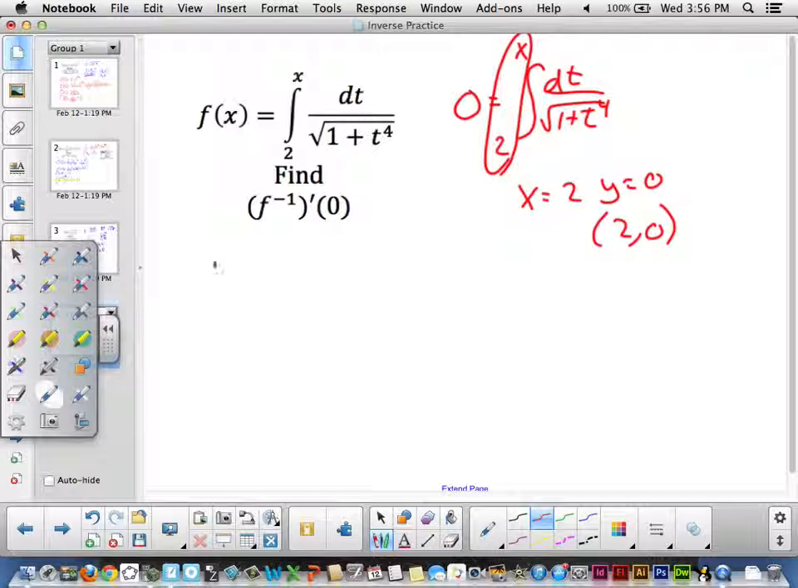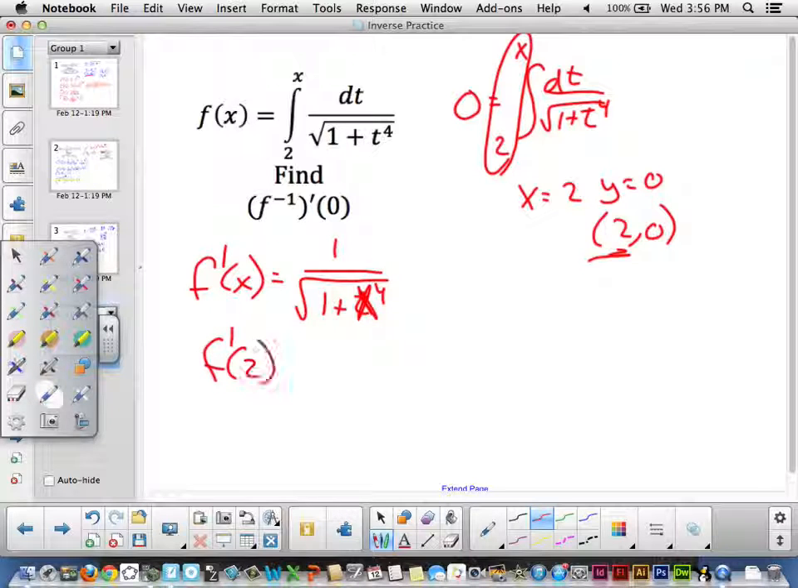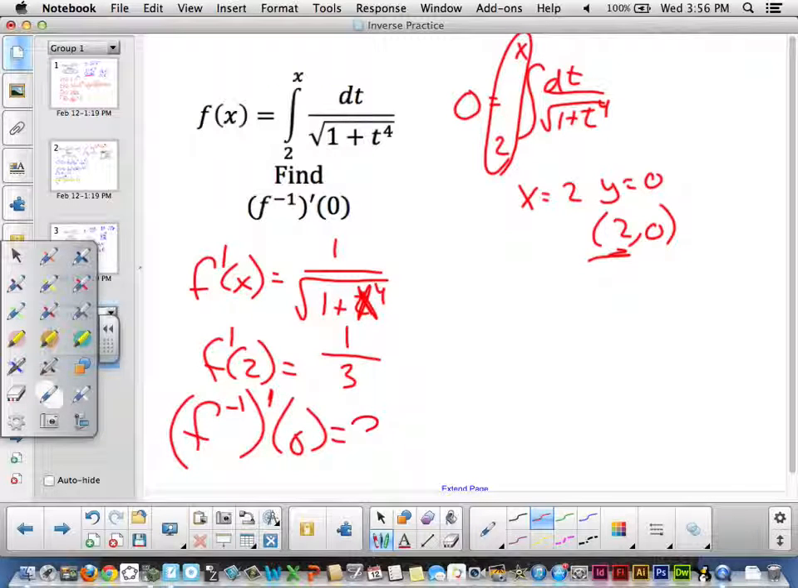So take our derivative here, f prime of x. Second fundamental theorem, we're taking the derivative of the antiderivative, they cancel. So you got 1 over the square root of 1 plus t to the fourth, or x to the fourth, because we switch it over. Our point is 2, so f prime of 2 is 1 over the square root of 1 plus 2 to the fourth. 2 to the fourth is 8, I mean 16... 1 plus 8 is 9, square root of 9 is 3. So that means f inverse prime of 0 is 3.